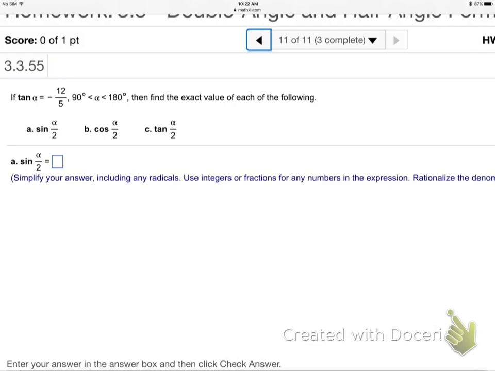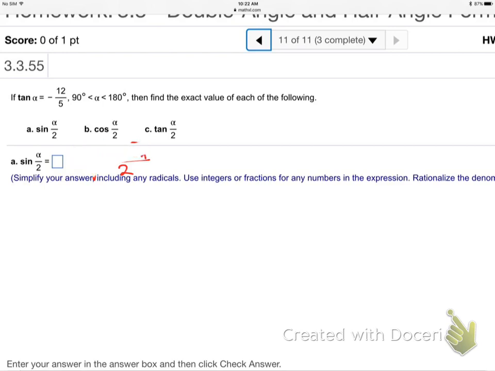All right, so they want the sine of alpha over 2. I'm going to use the formula that we have been given, which is plus or minus the square root of 1 minus cos alpha over 2. So there's the sine of alpha over 2 formula. Let's just start there. When I don't know what to do, I just start with the formula at least. Just write down the formula.